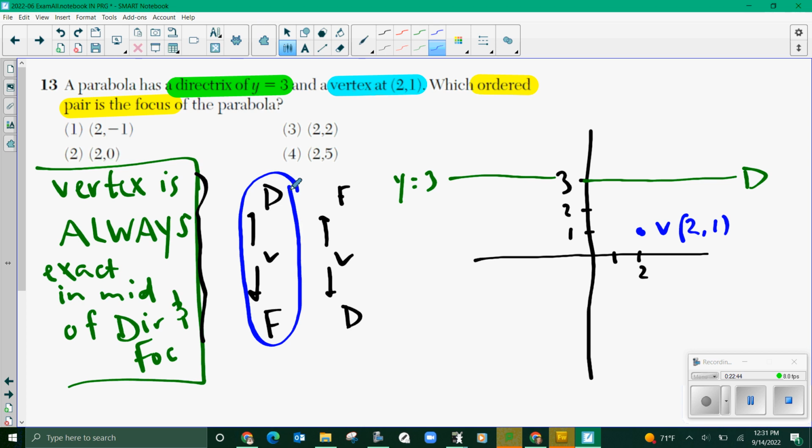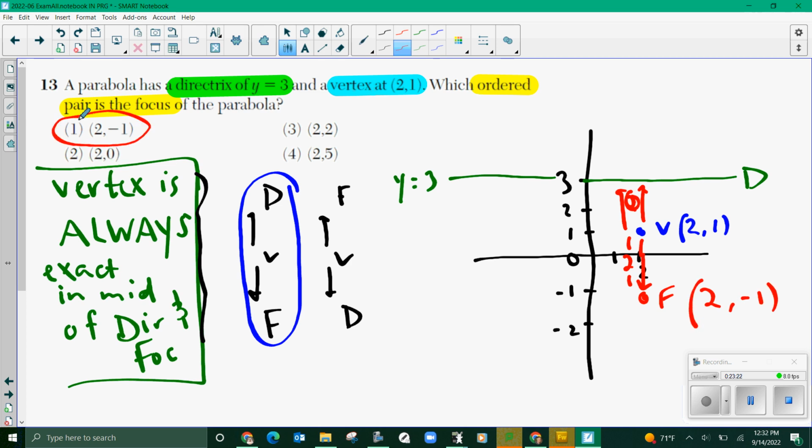So if I have to go up 2 to get to the directrix, I have to go down 2. This is 0, that counts the step. I'd go down to 1, 2, and there is the focus. Again, I go up 2, I go down 2. It's always in between, and that is the x value 2, the y value -1. If you just know this, you can solve that anytime.